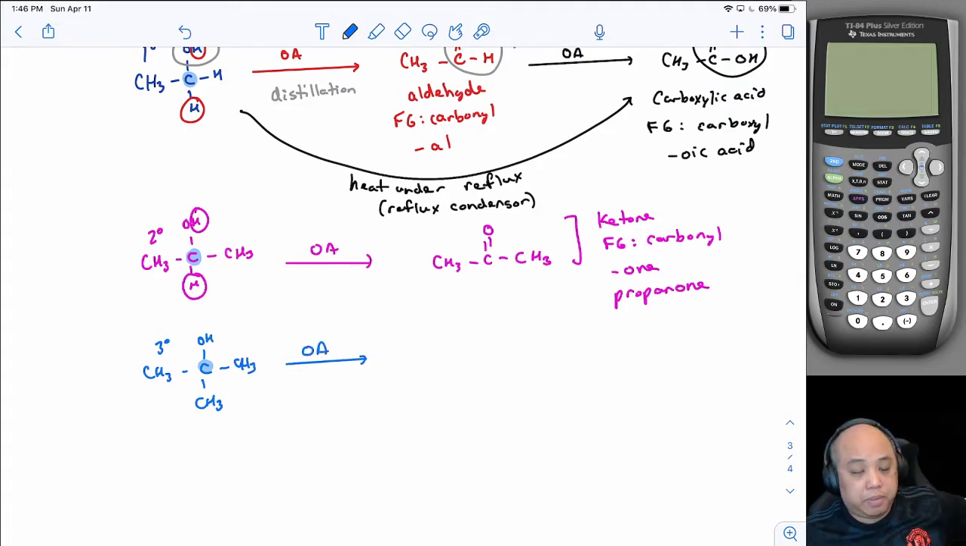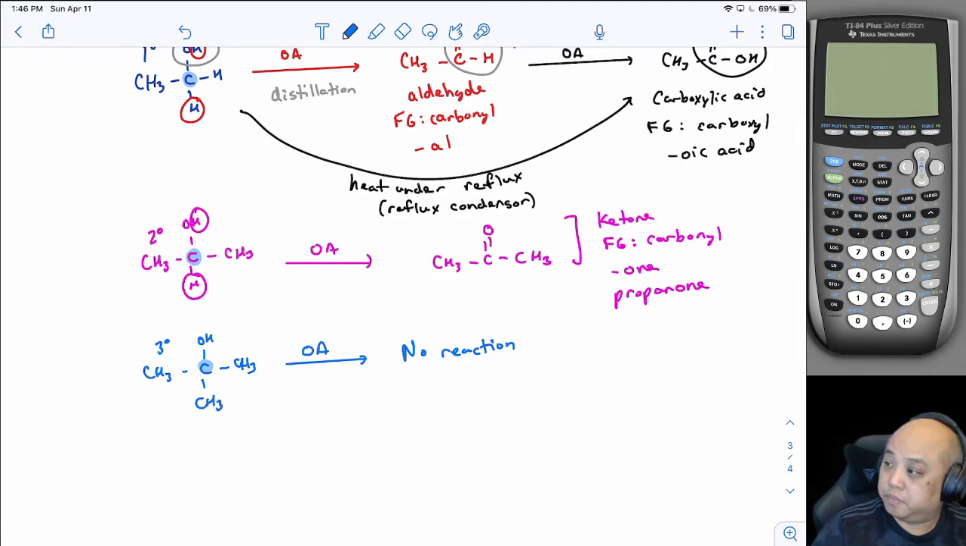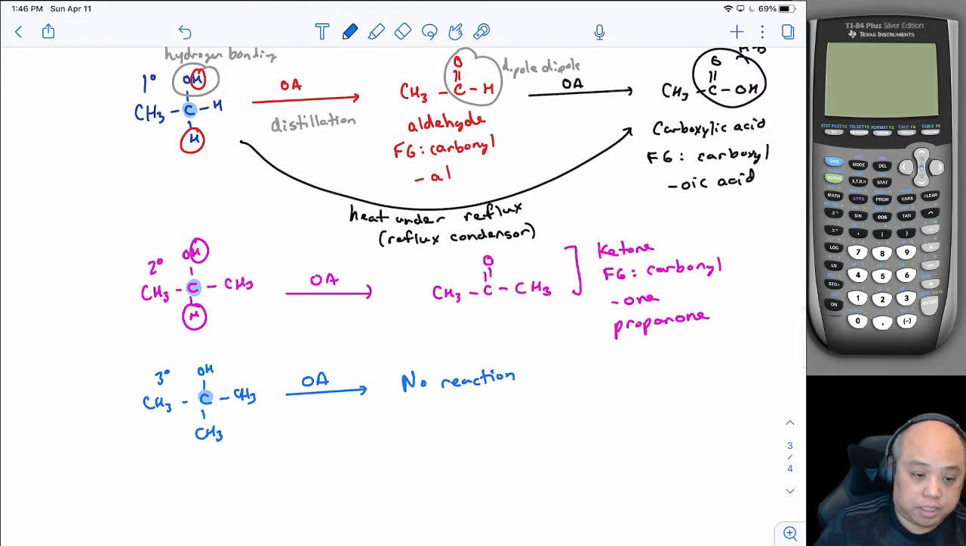And with the tertiary, because there's no hydrogen to remove from the carbon, there's no reaction that occurs in this process. And so there's no way the carbon can oxidize here because it can't lose any hydrogens.